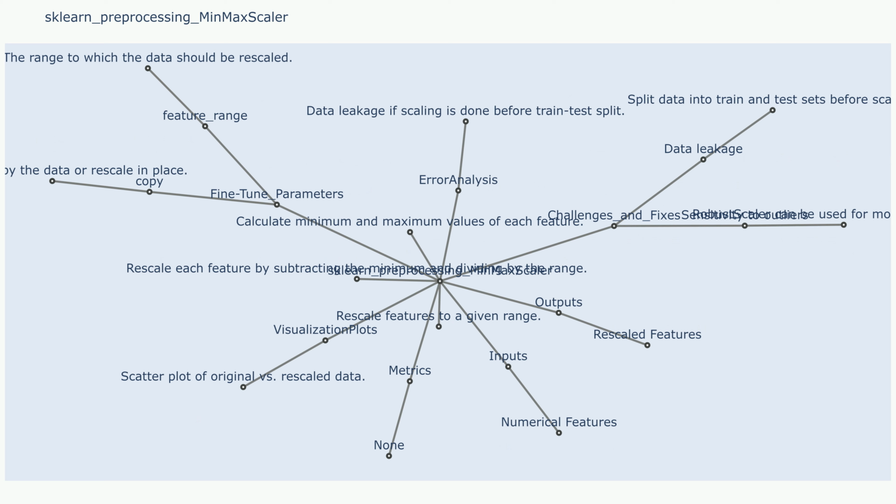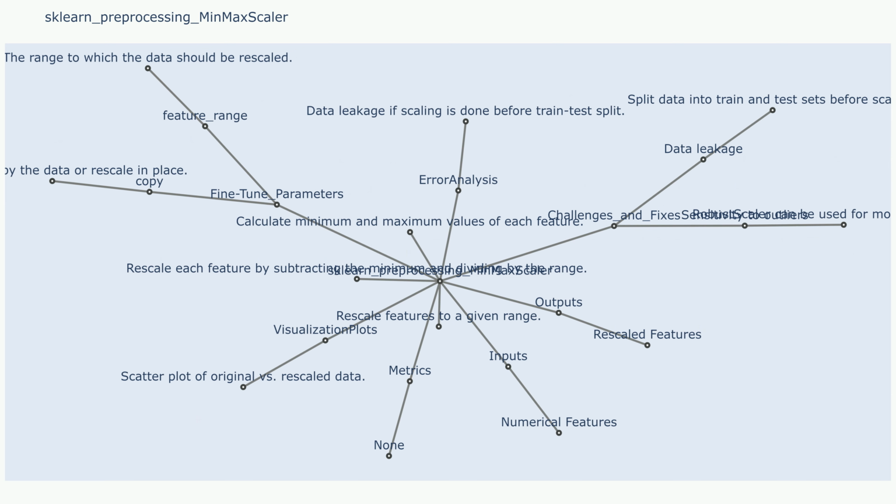Inputs. Input 1. Explain in detail. The input to min-max scaler is a NumPy array or pandas data frame containing the features to be scaled. The features can be of any numerical data type, such as integers or floating point numbers.